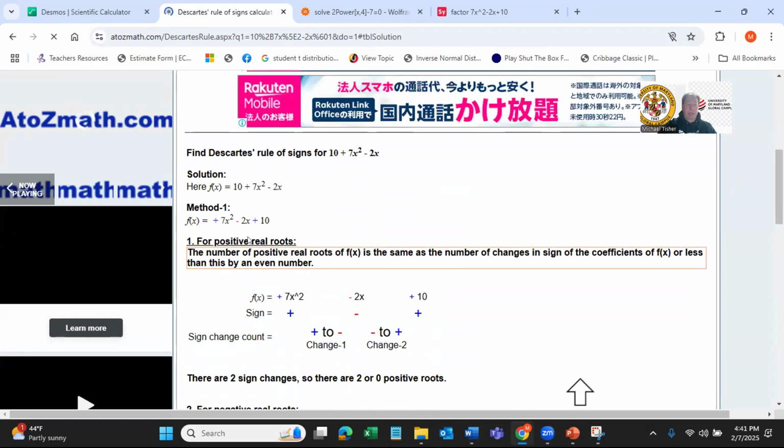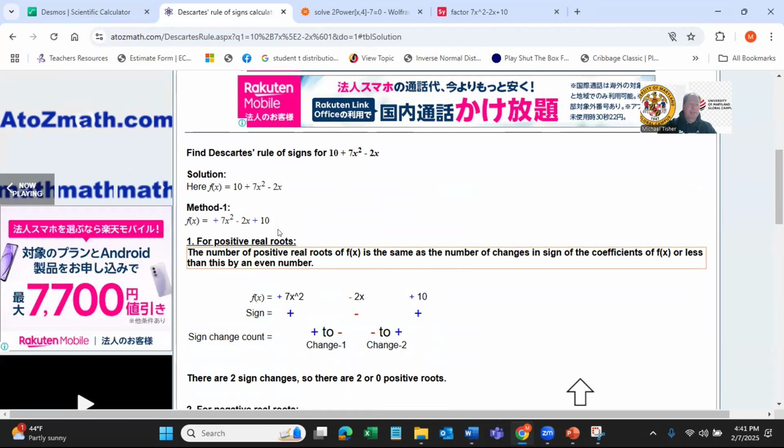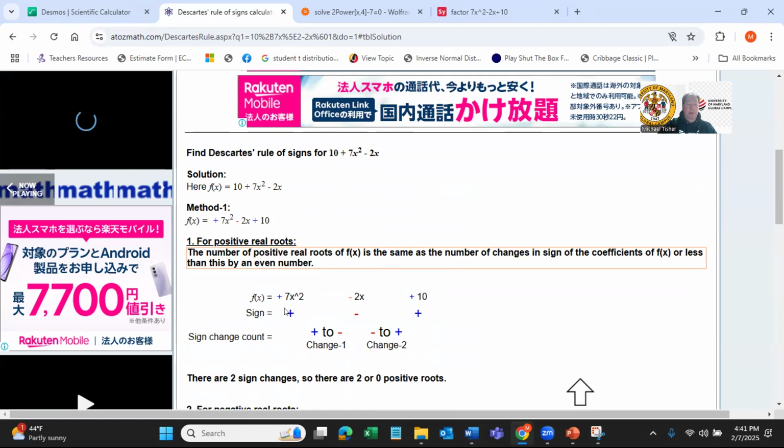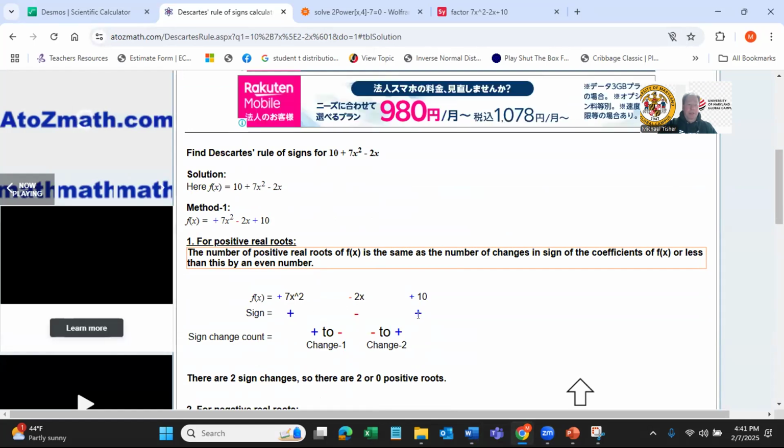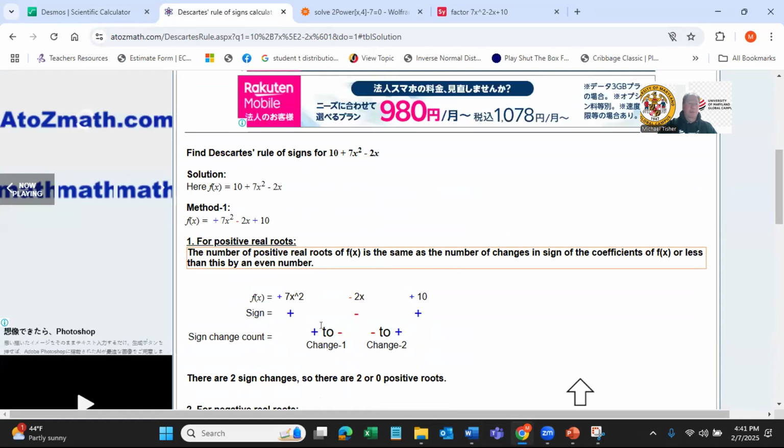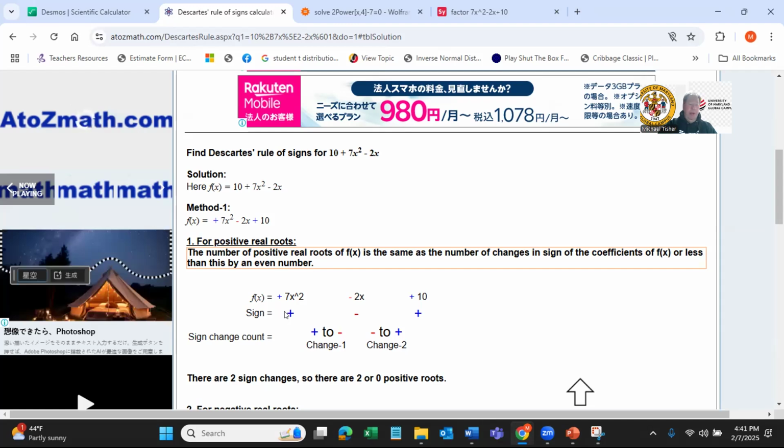Now it actually put it in standard form for us, which is nice. That's one benefit of standard form, so that we can use it for Descartes' rule of signs. So make sure the polynomial is in standard form first. They put it in standard form for us, which is 7x squared minus 2x plus 10. Now we figure out the sign of each of the terms. 7x squared is positive, then 2x is negative, plus 10 is positive. Now we count the number of times the sign changes going from left to right. From plus to minus, that's 1, and then minus back to plus, that's 2.